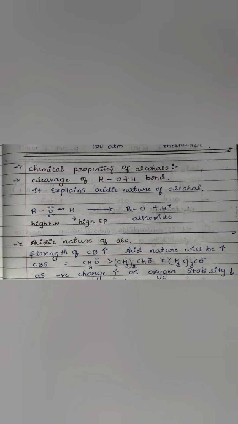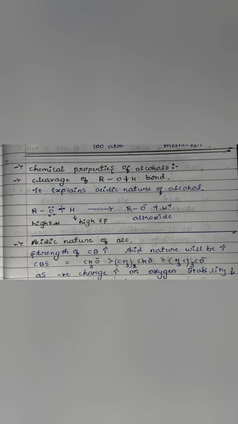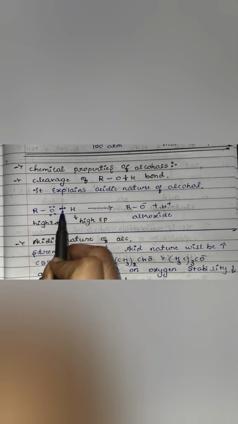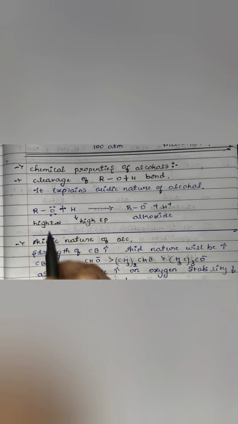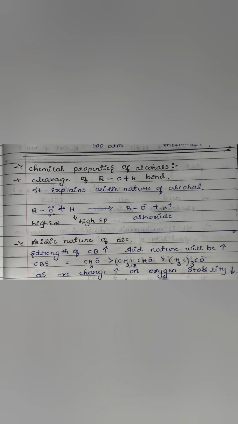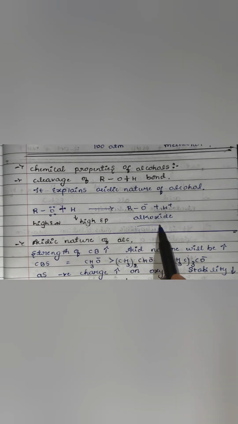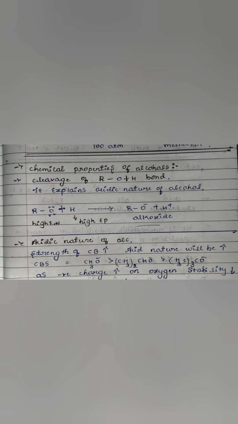Chemical properties of alcohols. Cleavage of the RO-H bond means the bond is broken between O and H. Then it explains the acidic nature of alcohol. When the bond is broken between RO and H, it explains the acidic nature of alcohols. Means this electron pair is gained by this oxygen and H is removed as H plus, and in this reaction alkoxide is formed. And we should use in this reaction a highly electropositive metal also.